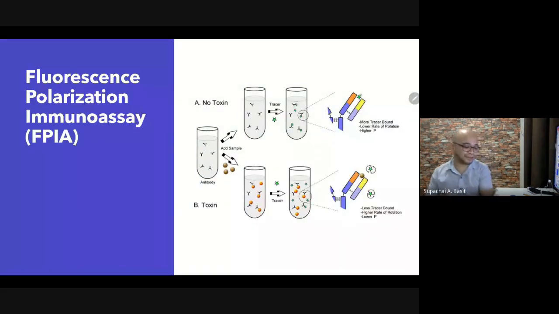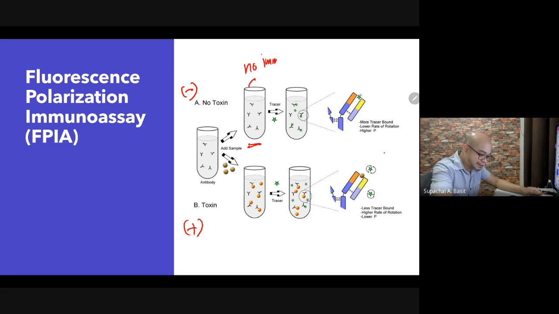To give an example, you have two scenarios for FPIA. Okay? No toxin, and with toxin. Patient A is negative. Patient B is positive for toxin. Okay. So you now have the antibody. Since patient A doesn't have toxin, there is no immune complex.